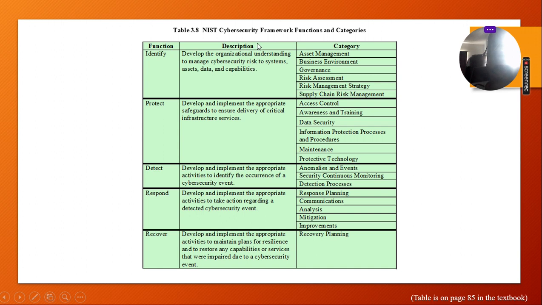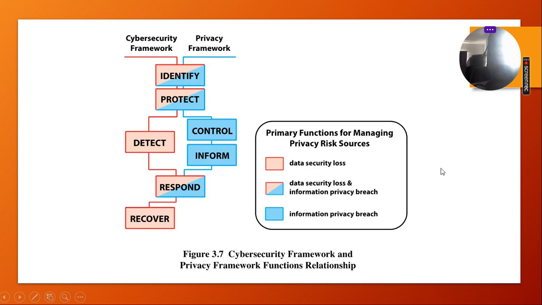Okay, so this is a table showing the NIST cybersecurity framework functions and categories. Identify. So this is the description. These are the categories: asset management, business environment, governance. So the identify function covers this area. What they protect covers this area. What they detect covers this area. What they respond to covers this area, and what they recover covers recovery plans, and so on and so forth. So this is a table showing the cybersecurity framework assessment. Okay. Now let's take a look at this. In summary, this figure summarizes the cybersecurity framework and the privacy framework function relationship.